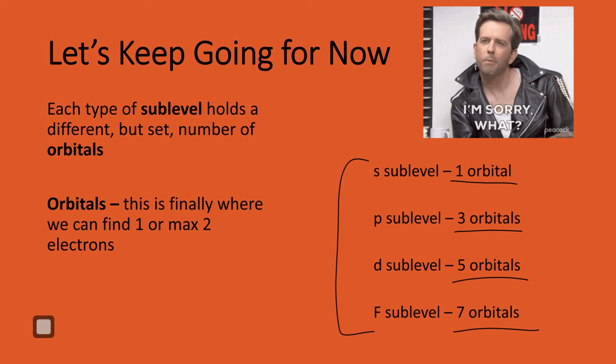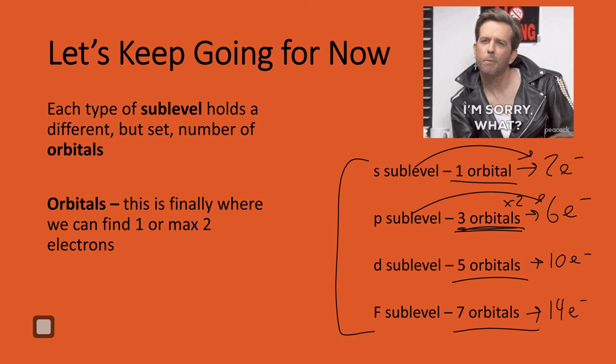And so the idea is each of these orbitals can hold up to 2 electrons. So I'm already going to point it out now. If I only have one orbital, it can hold up to 2 electrons. So the S sublevel can hold 2 electrons. The P sublevel has 3 rooms, 3 orbitals. So 3 times 2 is 6 electrons. So the P sublevel can hold 6. D sublevel can hold 10 electrons, and F sublevel can hold 14 electrons. Again, multiplying each by 2.